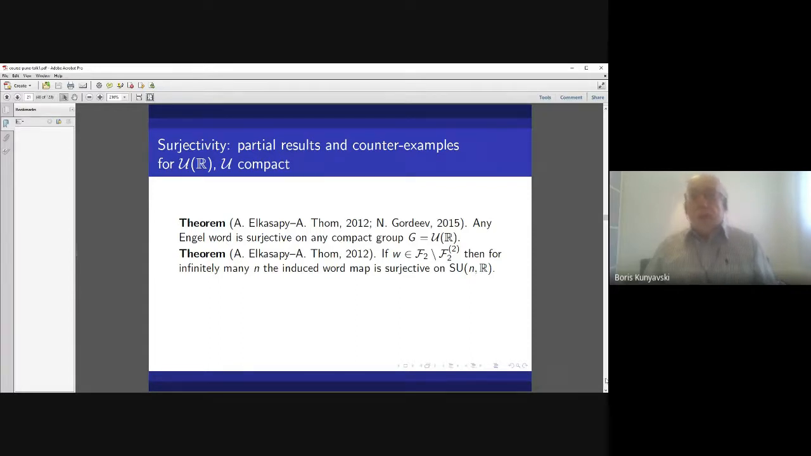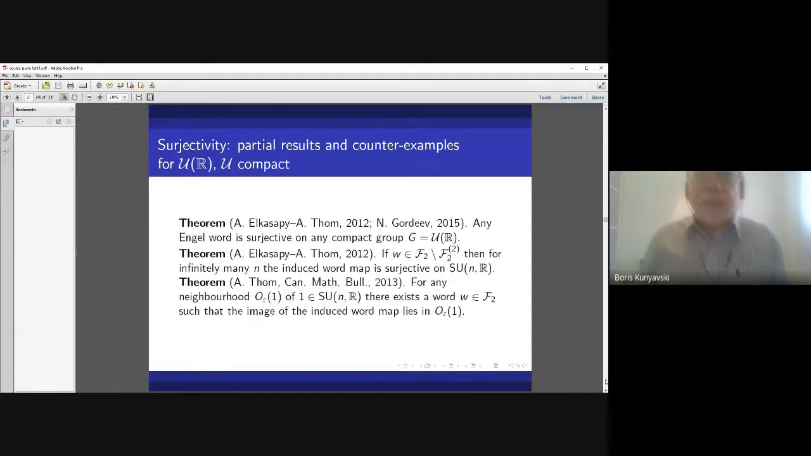But also another positive result concerns some special classes of words, not really special words, but many classes. Here I denote by F2 to the power 2 the second derived subgroup of the free group F2. Such words are good in the sense that the positive result says that for infinitely many sizes of matrices, such words produce surjective word maps.